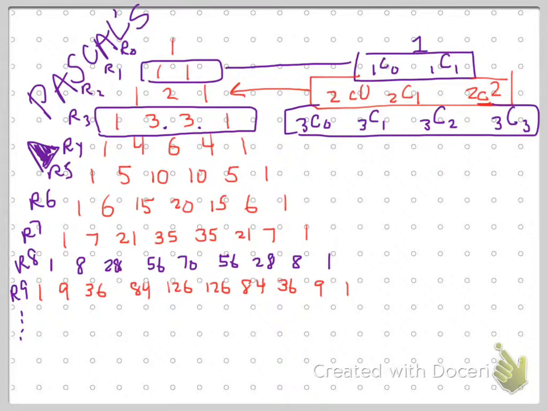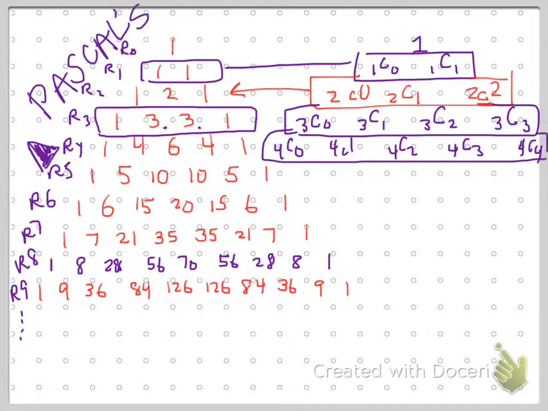In row 4, the numbers are going to be 4 choose 0, 4 choose 1, 4 choose 2, 4 choose 3, and 4 choose 4 as my outer number. So you can see that what's happening in each row is that the number that we are choosing from is getting larger. It's equal to the row number, and the number selected, of course, is going to be the R value in n choose r.